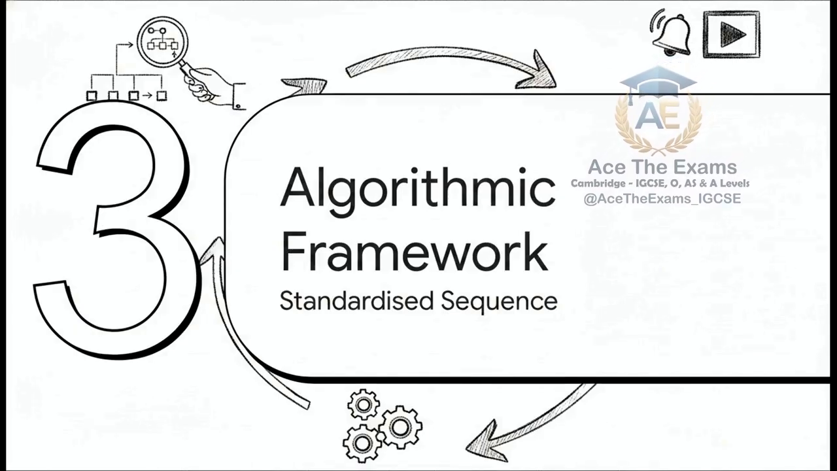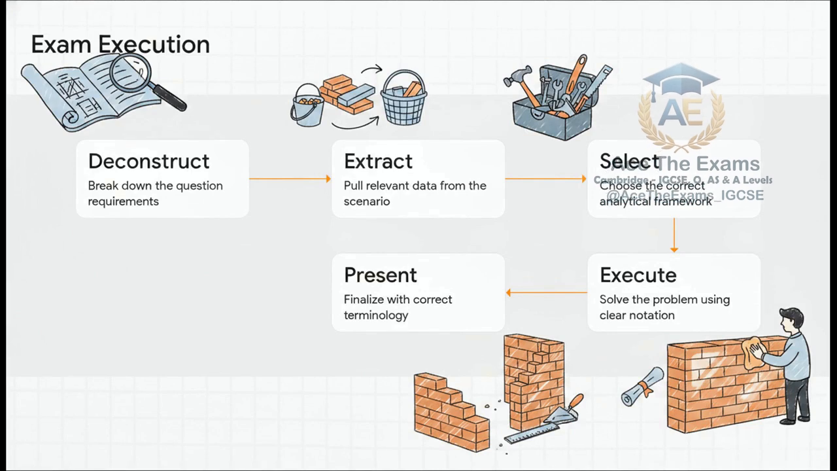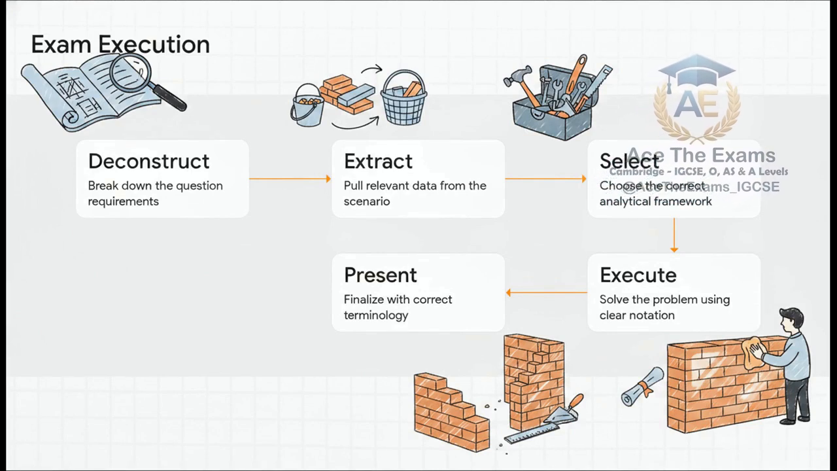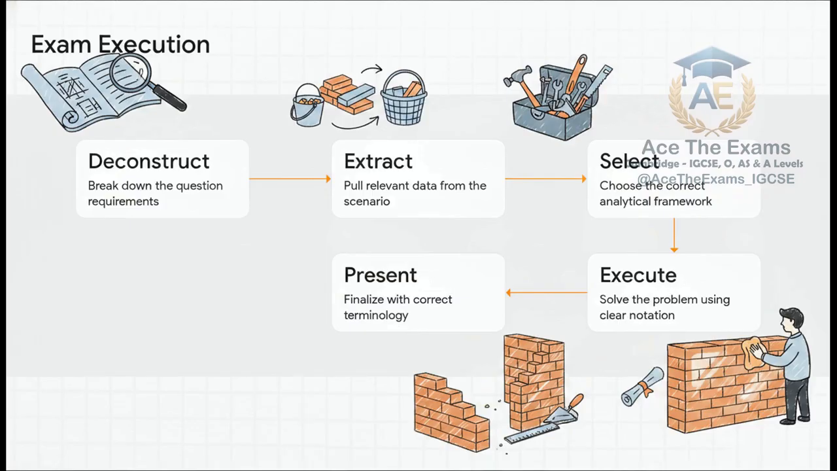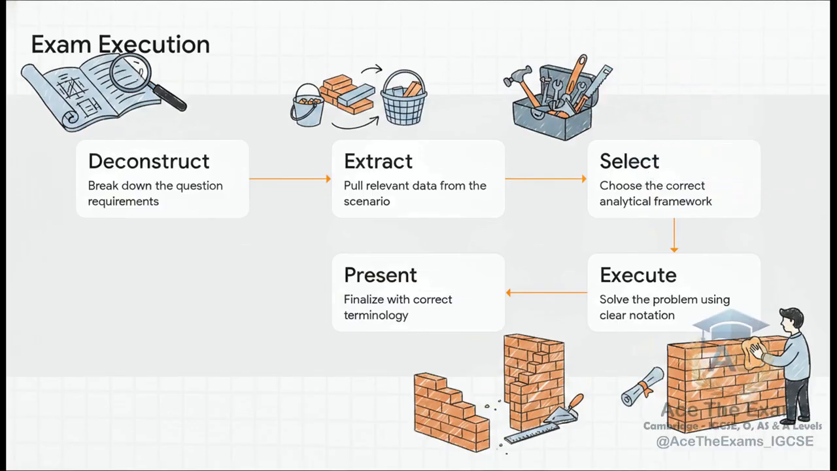We are moving into the execution phase now. Systematic processing within Topic 10.4 is not some random art form. It is a highly predictable, repeatable routine. Let's walk through the 5 critical steps of that standardized sequence. Step 1, deconstruct the question. This is command word decoding in action. What exactly is the examiner asking for?